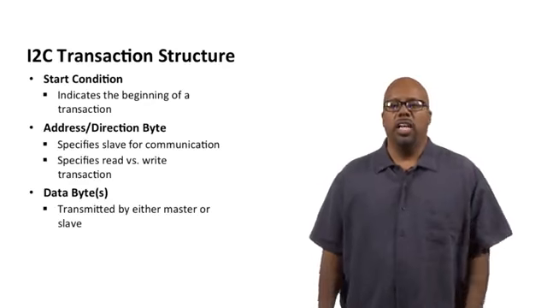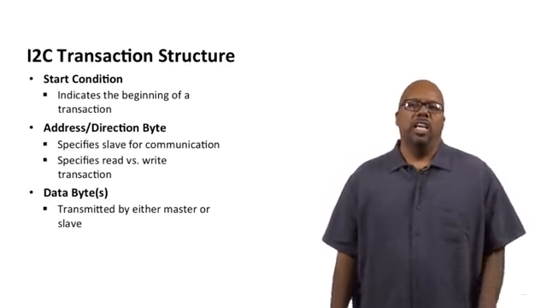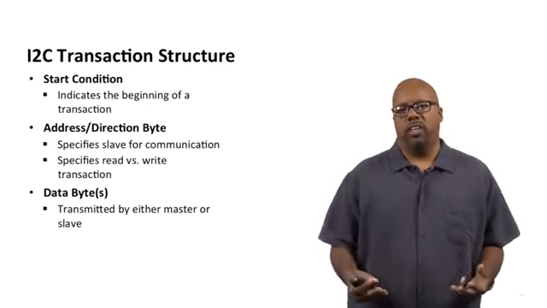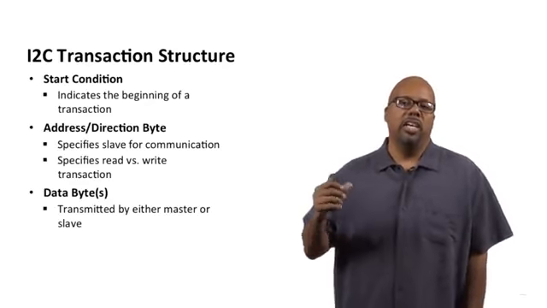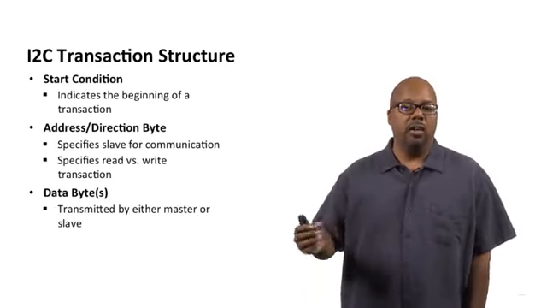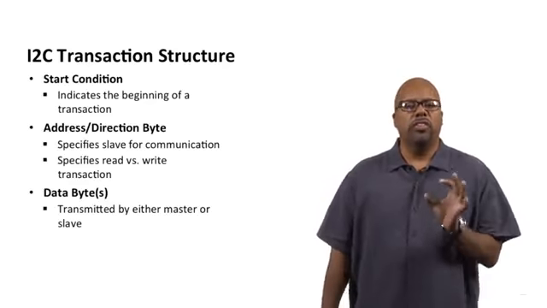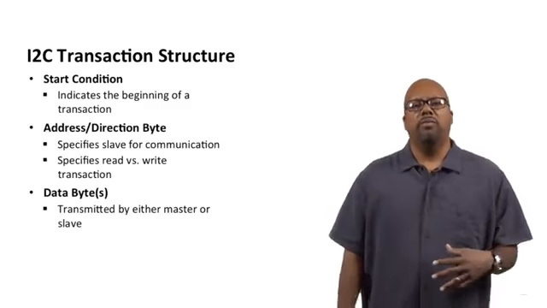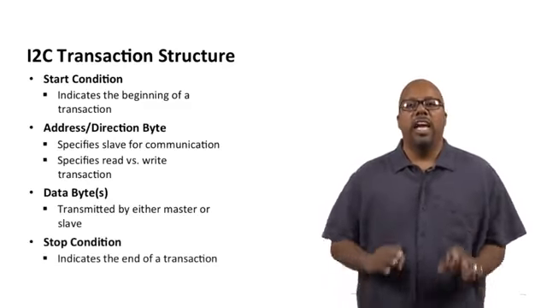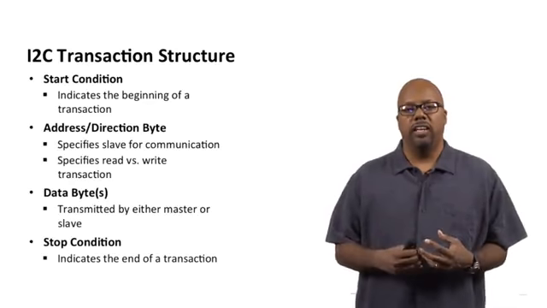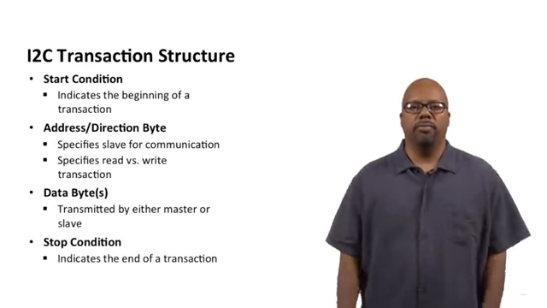Once you've sent the address and the direction, there's a data byte, or a set of data bytes, that can be sent. If this is a write transaction, you send as many data bytes as you want to write. You want to write 10 bytes, you send 10 data bytes. If this is a read transaction, the slave has to send back as many bytes as are needed to be read. Data bytes keep getting transferred until finally there's a stop condition. The master says, okay, communication over, and sends a stop condition on the SDA line. The slave recognizes that and stops the transmission.